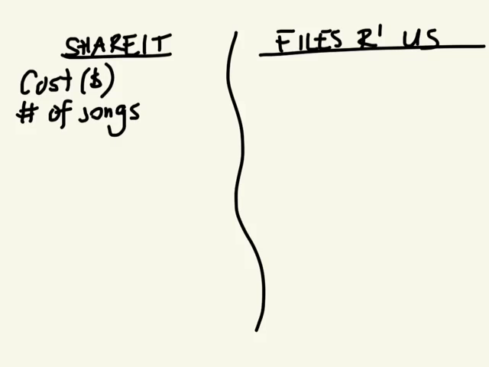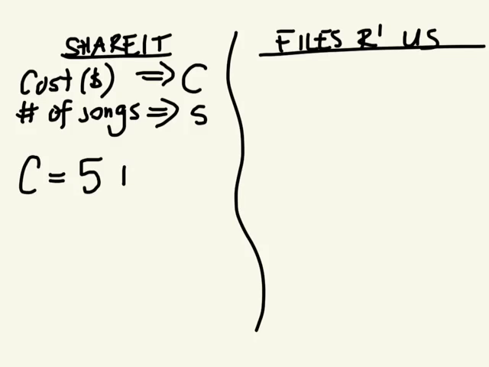Okay, so let's choose a variable for cost. What variable do you want to use to represent this? C, okay. Number of songs? S, sure. Okay, this is the same for Files Are Us. So Share It. What is the cost equal to? How would you calculate the cost of the Share It website? Good. It costs $5 plus $2.50, so 2.5 per song.